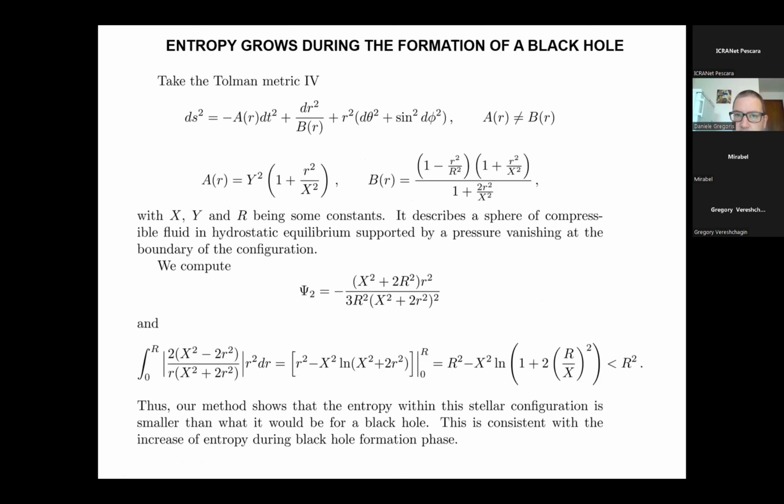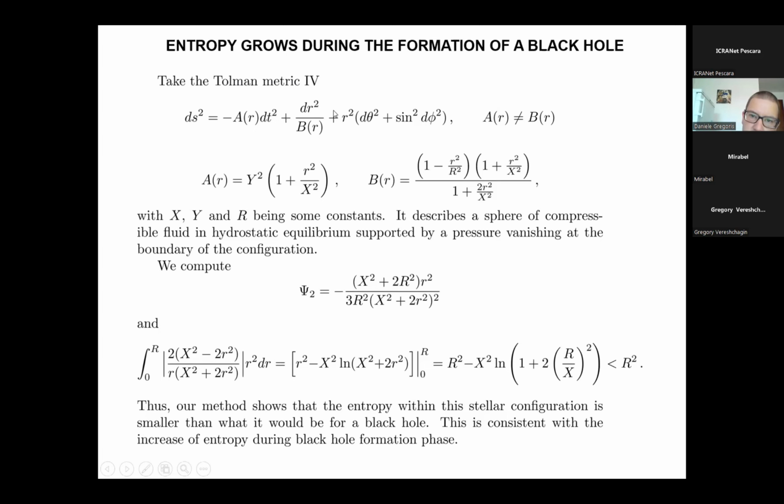We expect entropy to grow during the formation of a black hole, following the collapse of a star. And therefore, if our formalism is physically correct, it should deliver that entropy should not be maximized for a star configuration. And we explicitly checked this. So we went to the Tolman 1939 paper, and we took its solution, its Tolman metric form.